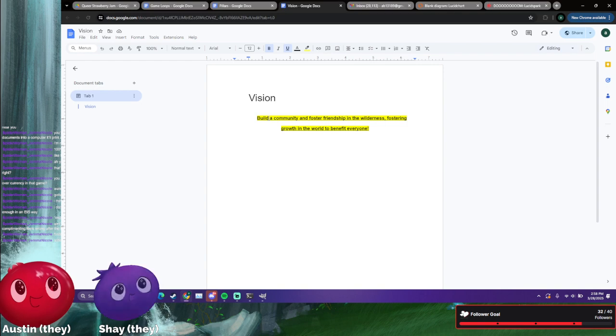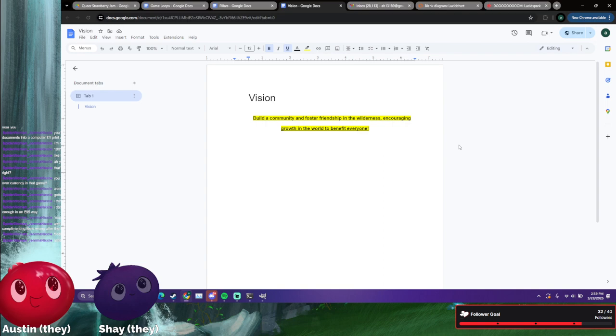The actions in this game are action words, are verbs, are building. So if we're going to have foster friendship, we should change the second fostering to encouraging. And that's just me being a writer brain, you don't want to have the same word over and over and over again. I agree. Encouraging growth in the world to benefit everyone.